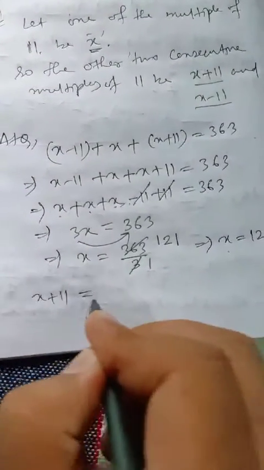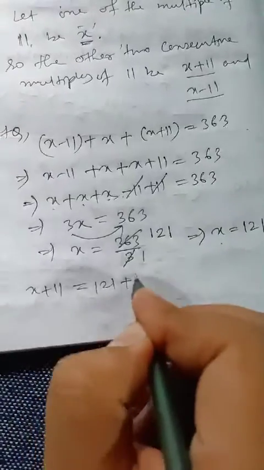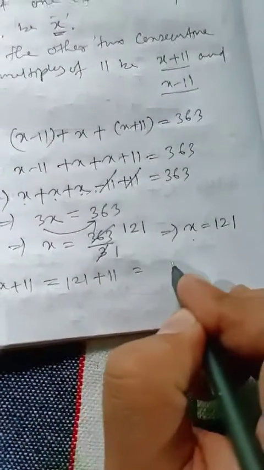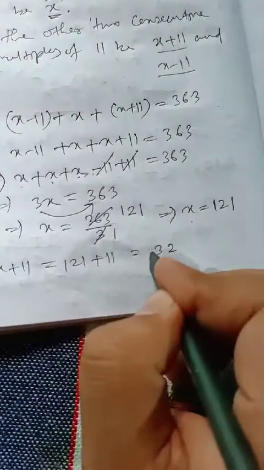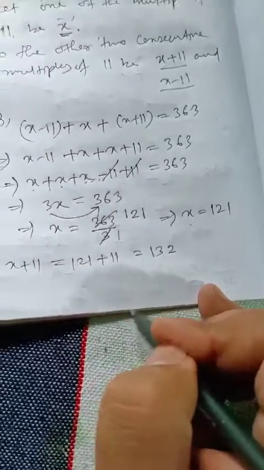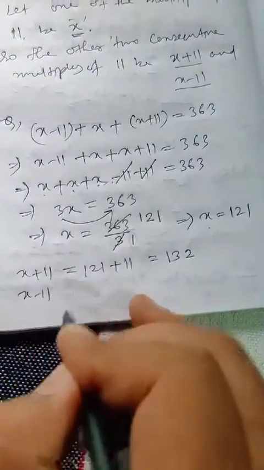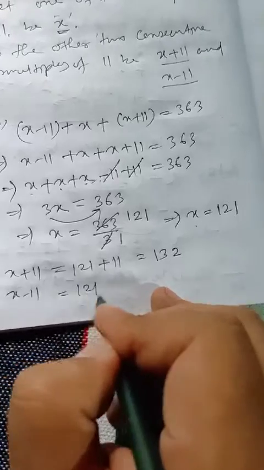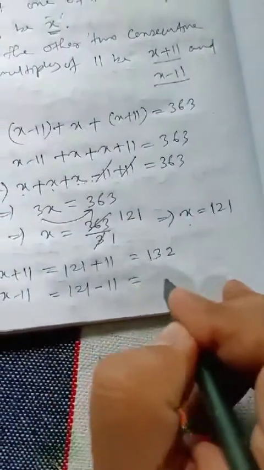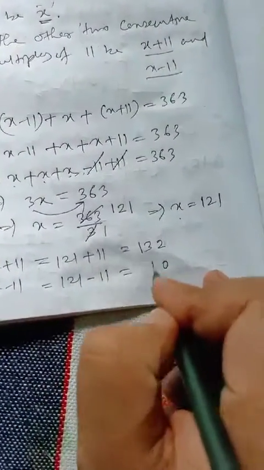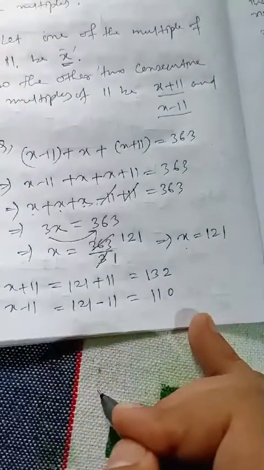x plus 11 is equal to 121 plus 11. It is 1 plus 1 is 2, 2 plus 1 is 3, 1, so 132. And x minus 11 is equal to 121 minus 11. It will be 1 minus 1 is 0, 2 minus 1 is 1, 1. It is 110.